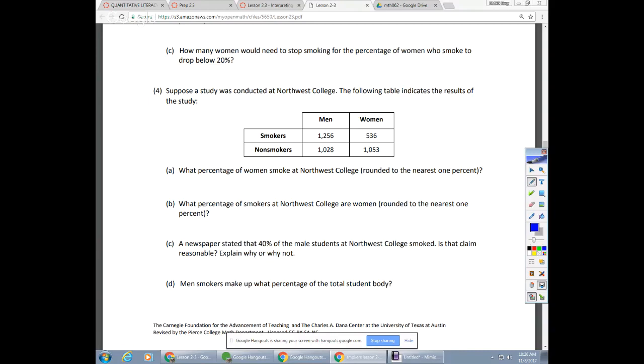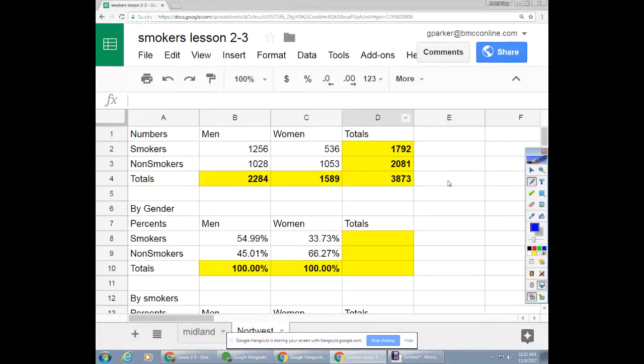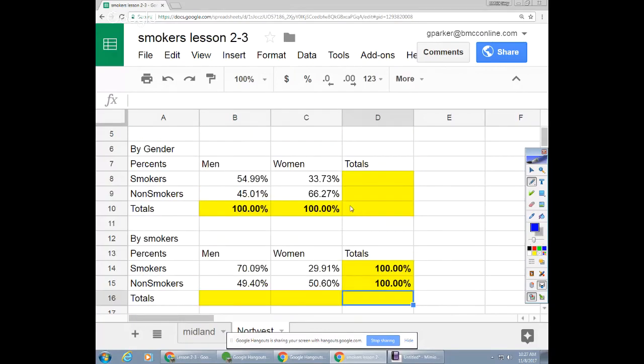So I created 2 more tables. When I do percentages, I can either do percents by gender or percents by smokers or not. So I took the numbers above and I made two other tables. One is percents by gender, one's percent by smokers. So the first question asks, what percent of women are smokers? So then I'm focusing on the women column, and I got about 34% of them. Is that what you guys got? No? I got a yes, I got a no. Okay, so we'll go over that.